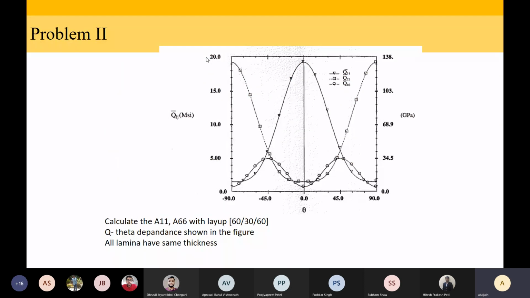So you have to calculate the terms A11, A66, and the layup is 0, 30, 60. Q theta dependence is given. All the lamina have the same thickness. Let's call it Tk. Can you calculate what is the value of A11 and A66? Please try to solve this.